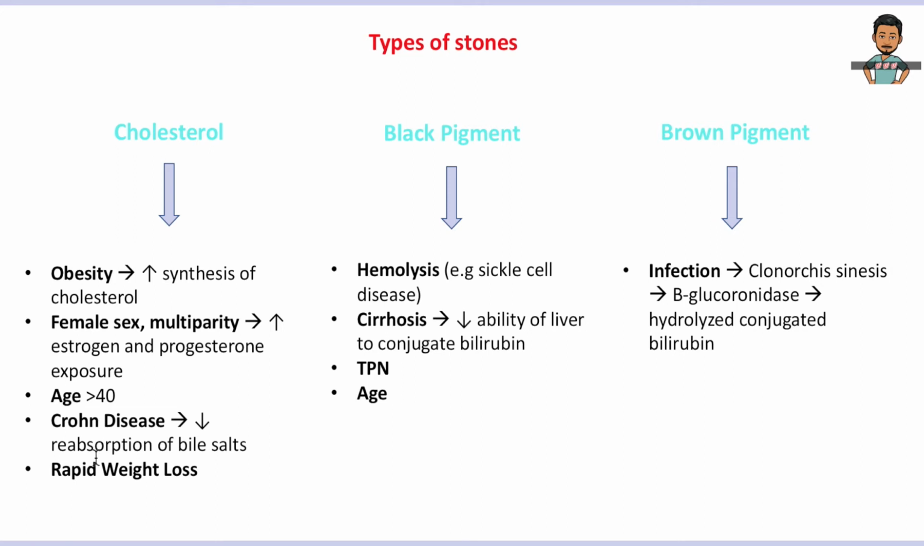And of course, rapid weight loss. If you have rapid weight loss, you're breaking down fat, and the fat is turned into cholesterol. Black pigment stones are due to an increase in bilirubin concentration in the bile.